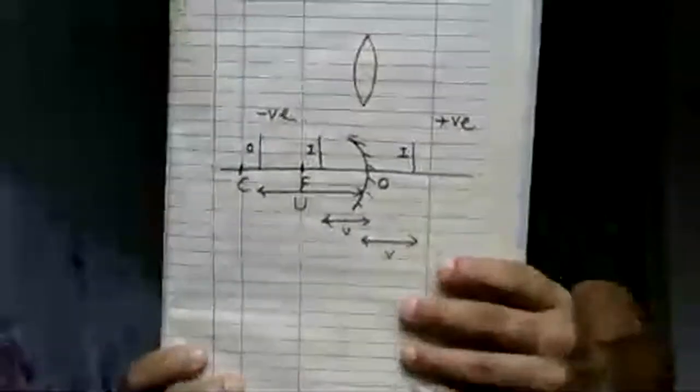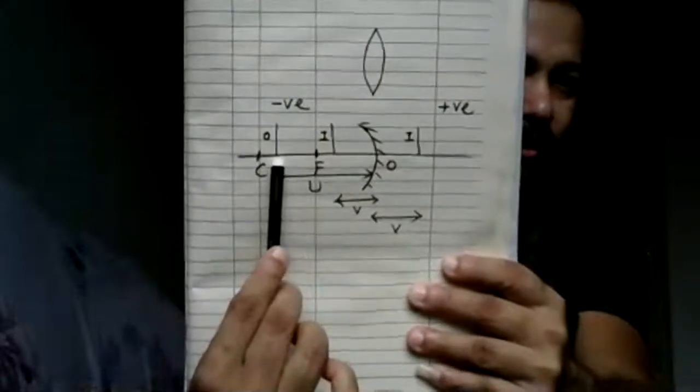That's why it is called sign convention. So there is a positive side and a negative side. The object will always be placed in front of the mirror, which means the negative direction. The image may form in front of the mirror or at the back of the mirror. If it is forming in front of the mirror, then V is negative. If the image is forming at the back of the mirror, then the image distance is positive.